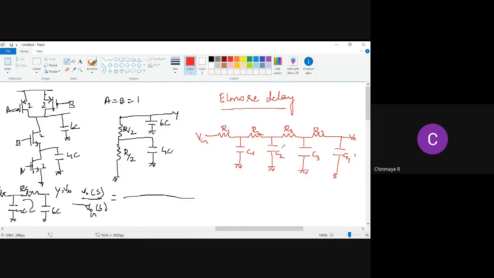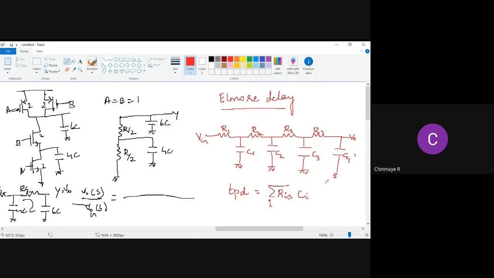So this is an RC tree, right? The root of the tree is the voltage source, and the leaves are the capacitors. So Elmore delay can be calculated as follows. We say TPD, the propagation delay using an Elmore delay, if you have I branches, is sigma RIS into CI.